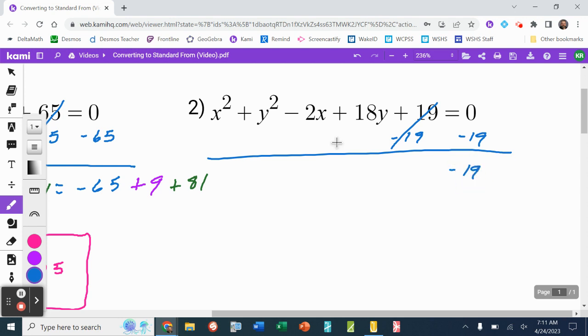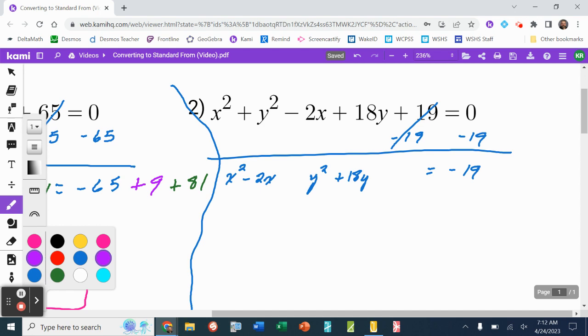Now, at the same time, I want to go ahead and group things that have the same variable. x squared minus 2x, leave a space. Then we'll have y squared plus 18y. And now we're going to go ahead and complete the square.